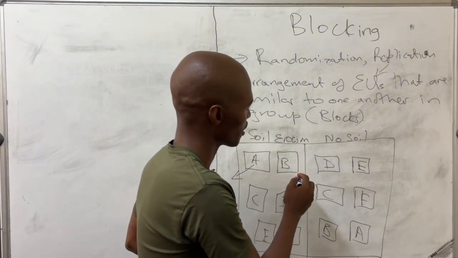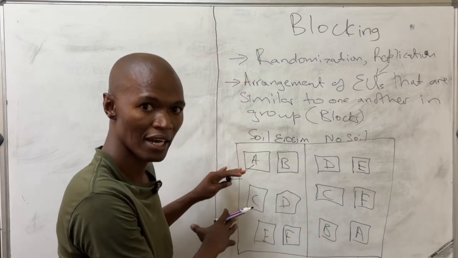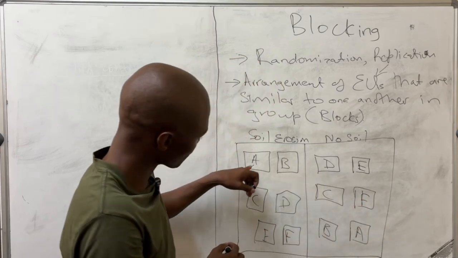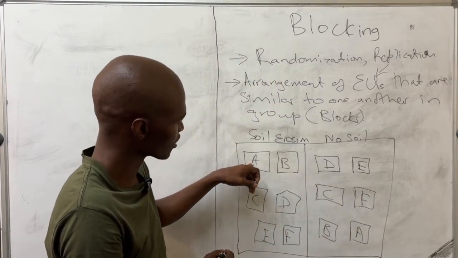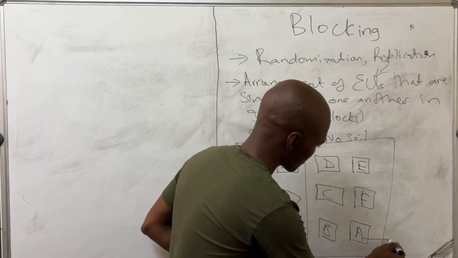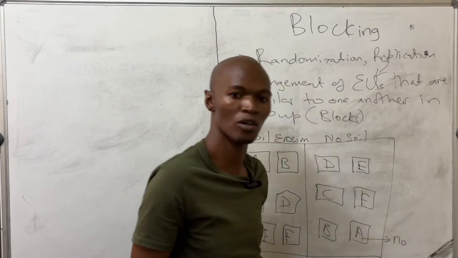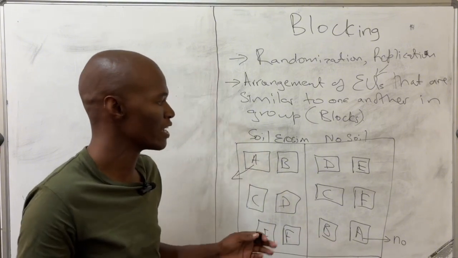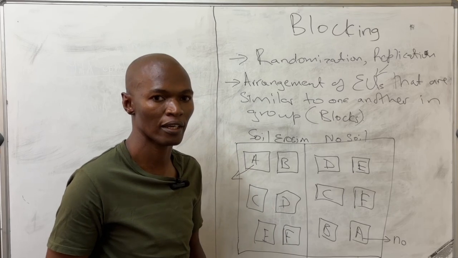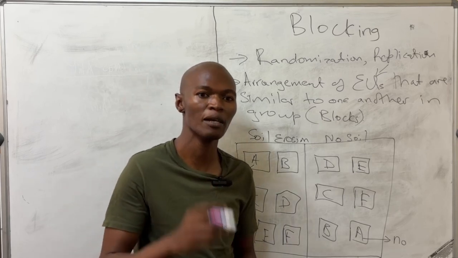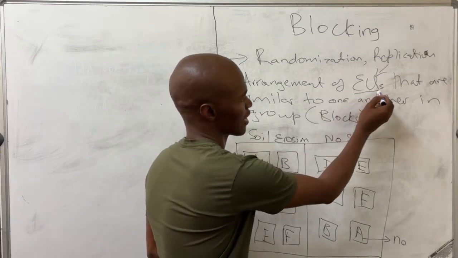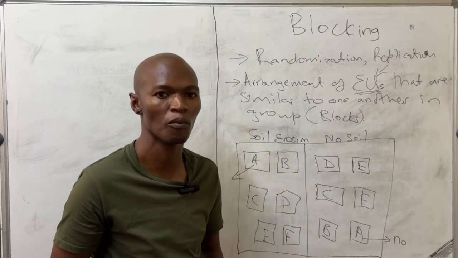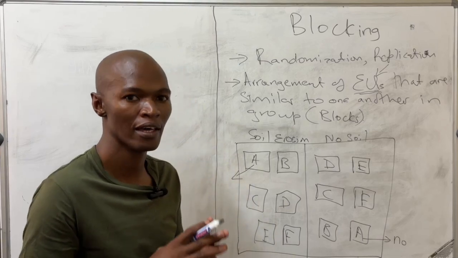So it's better to make sure that whatever you are doing on the side where there is soil erosion, you also do on the other side. Since we have treatment A under the soil erosion group, we must also have that treatment A under the non-soil erosion group, so that we can see whether this treatment A is working or not. There are many examples that we can do when it comes to blocking, but you have to make sure that you only block once you notice that those units that will receive your treatment are not the same, which is to say the experimental units are heterogeneous.